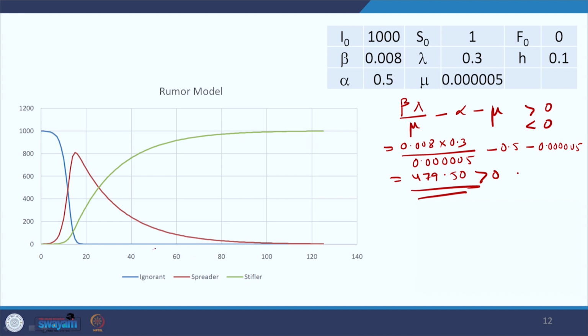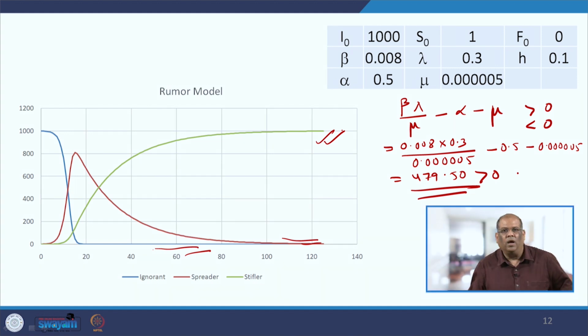that these are approaching zeros. So, the thing is, the values of the parameters are chosen in such a way that this goes to a very small amount, but they are never zeros. They are going to some very small value compared to this 1000, and hence your Stiflers reach this value 1000, where the other values are coming to a negligible value, which in the graph compared to this 1000 looks like 0. So, with this we come to an end of this very interesting rumor model.